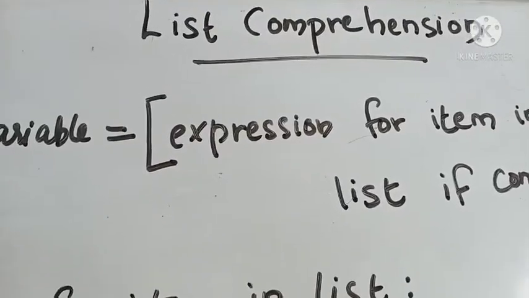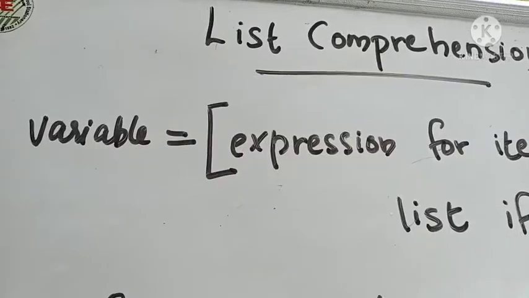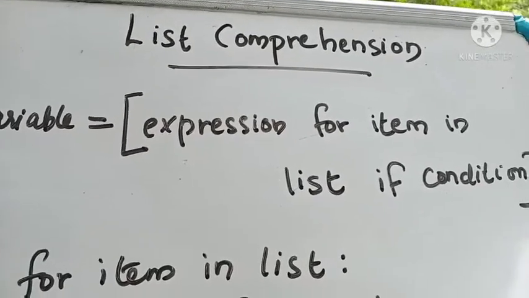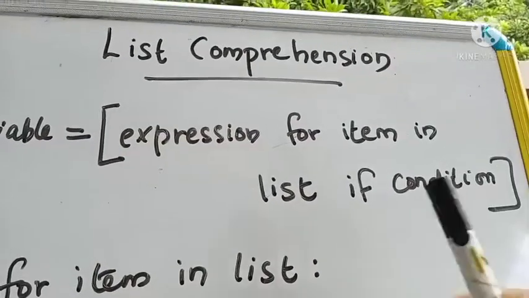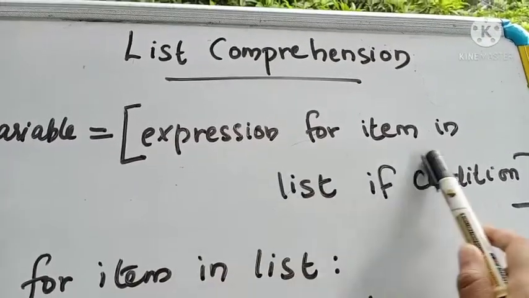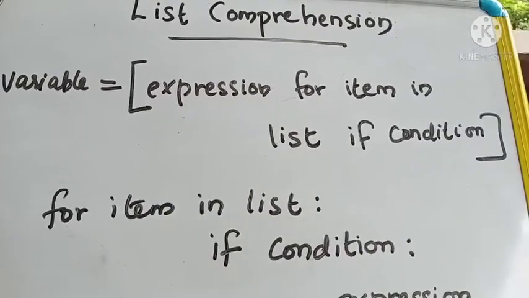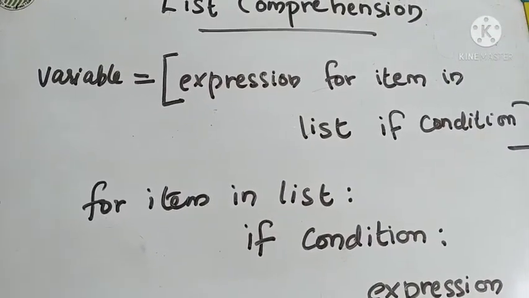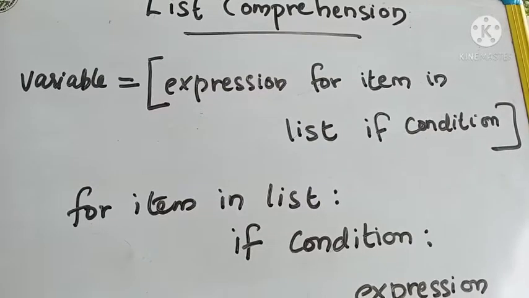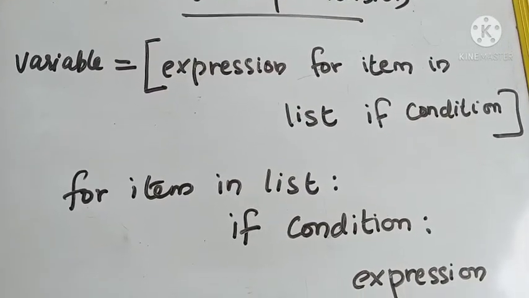Today we are with the next topic, list comprehension. I will tell you the syntax for this. See, variable equal to, within square brackets, expression for item in list if condition. Everything should be in a single line only. Let me repeat once again. The syntax is variable equal to, within square brackets, expression for item in list if condition.